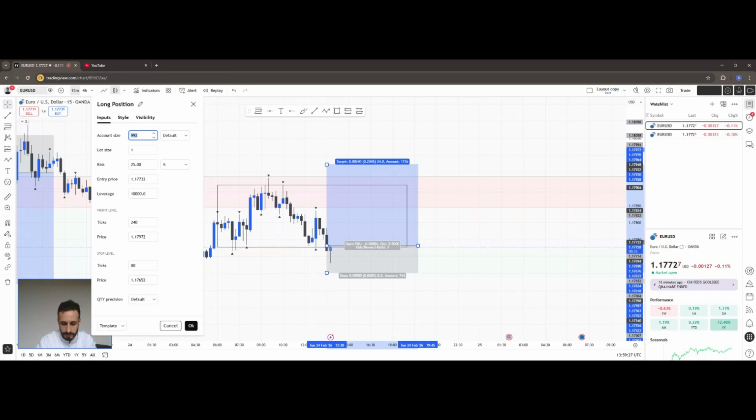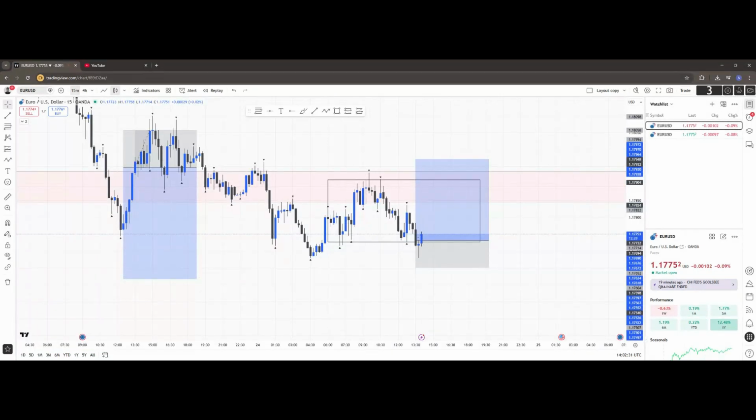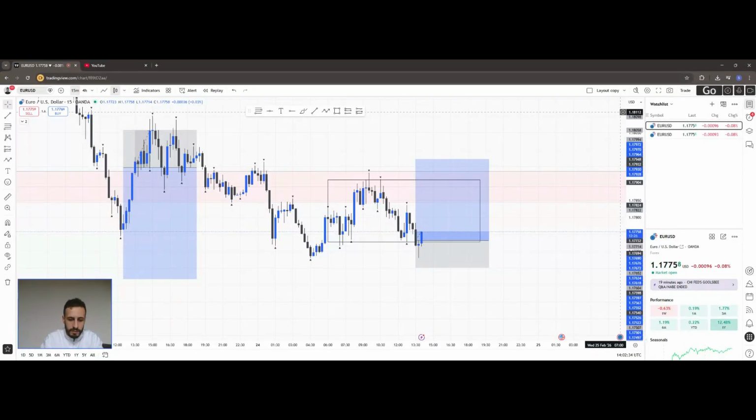Let's send it in Discord. All right, so we are tagged in the trade. Currently it's sitting around $500. I don't know if you can see it. Can you see it? Yeah, sitting around $500.